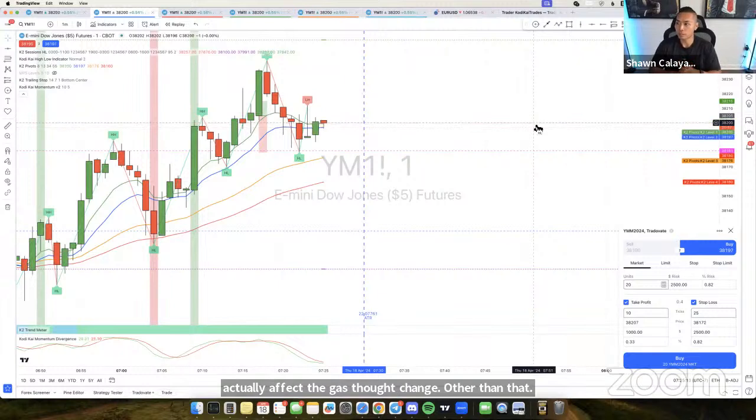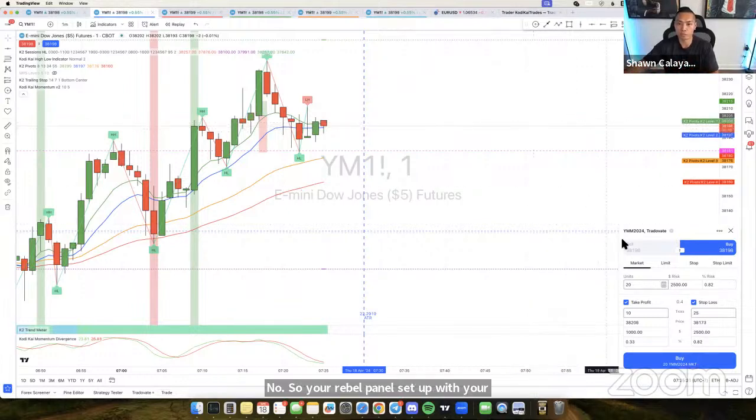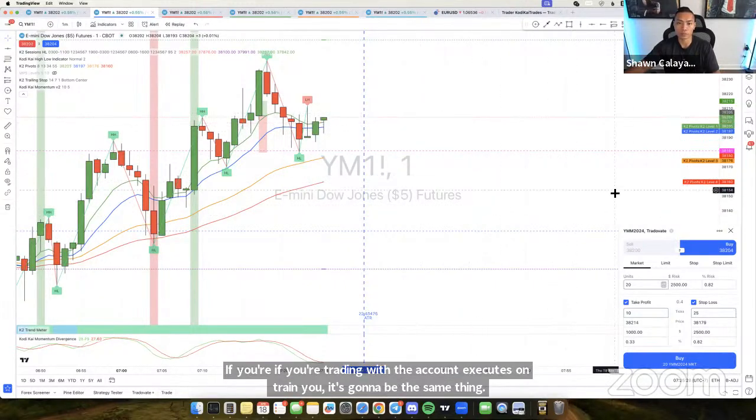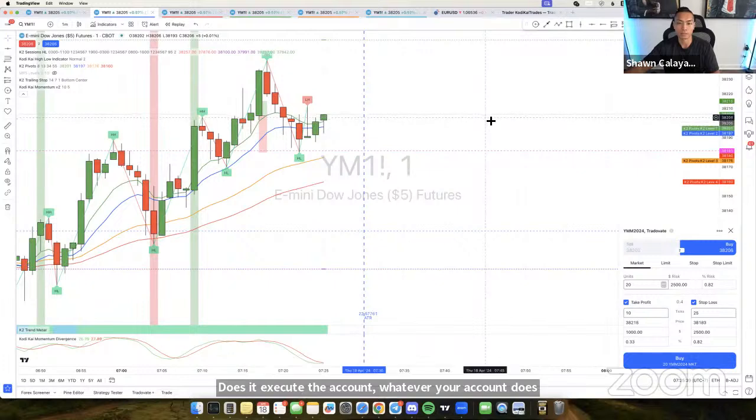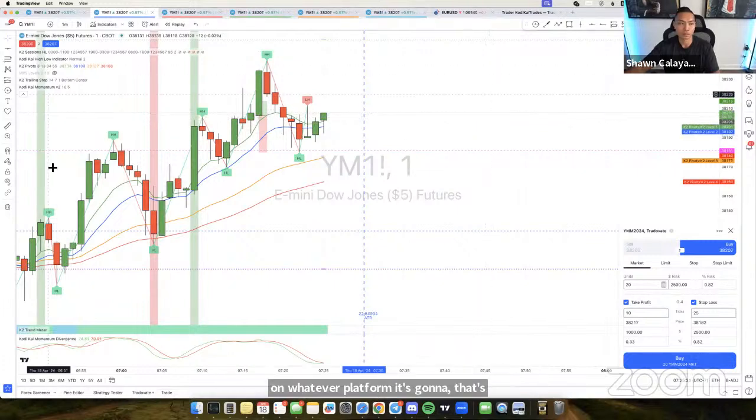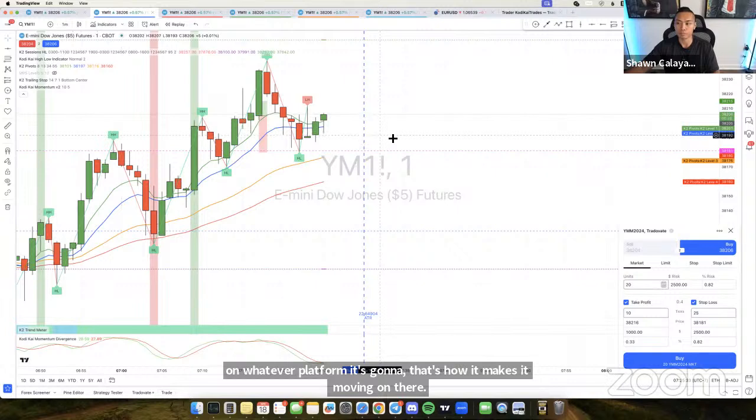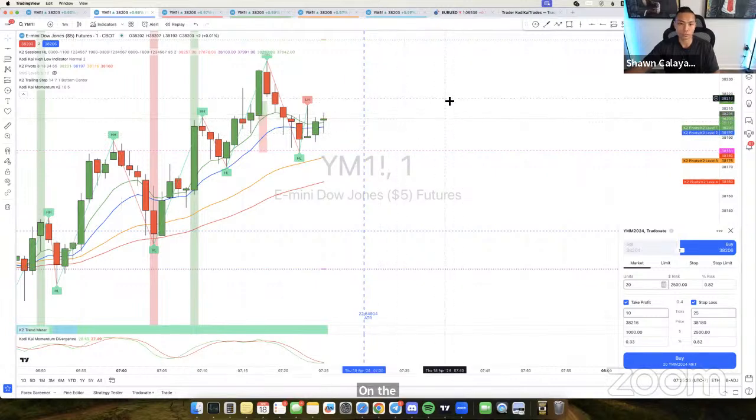Ferland's asking, Sean, do you have to set up TradingView with Replicano? No. So your Replicano is set up with your TradeObate account. If your TradeObate account executes on TradingView, it's going to be the same thing, because it'll execute the account. Whatever your account does on whatever platform, that's how it makes the movement on Replicano. So you don't have to set it up on TradingView. You just have to take the trade on TradingView.